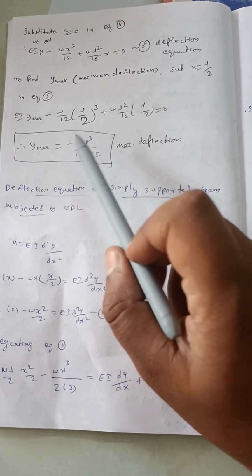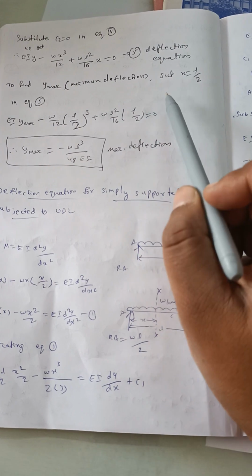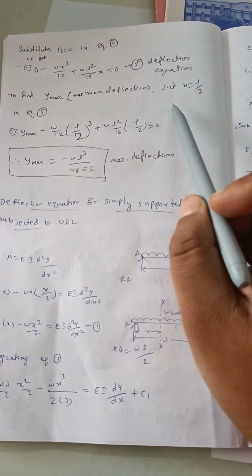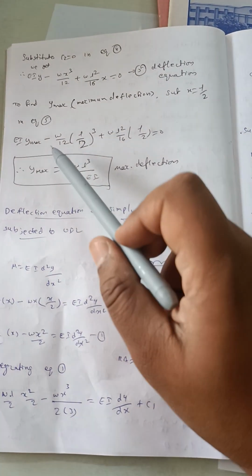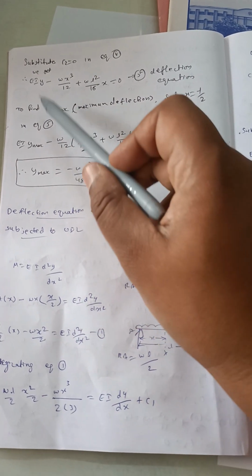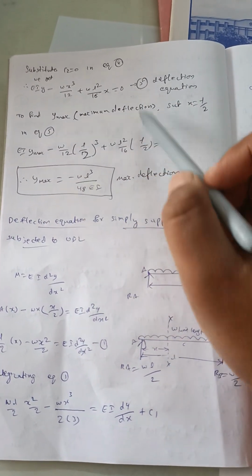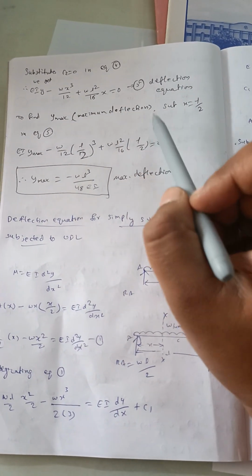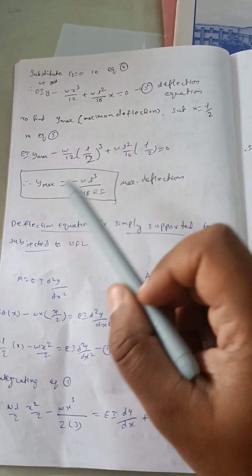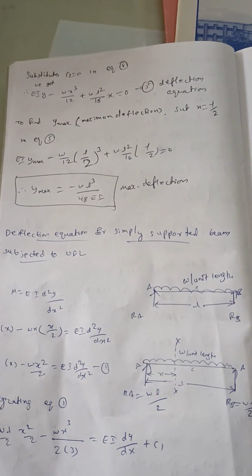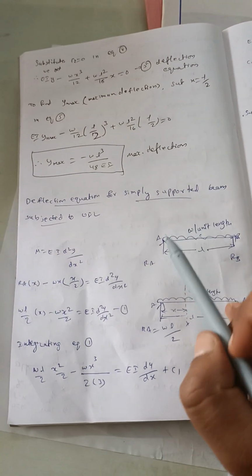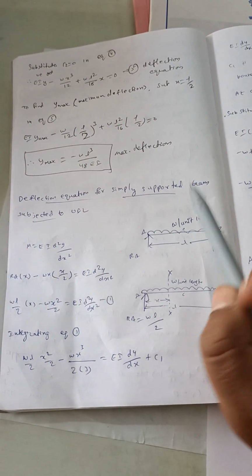So EI y max, at x equal to L by 2, y equal to y max. Therefore, I am substituting y max in place of y, and instead of x, L by 2. Then if I solve it, I will get y max equal to minus WL cube by 48 EI. That is the maximum deflection. The same we can do for a simply supported beam subjected to UDL also.